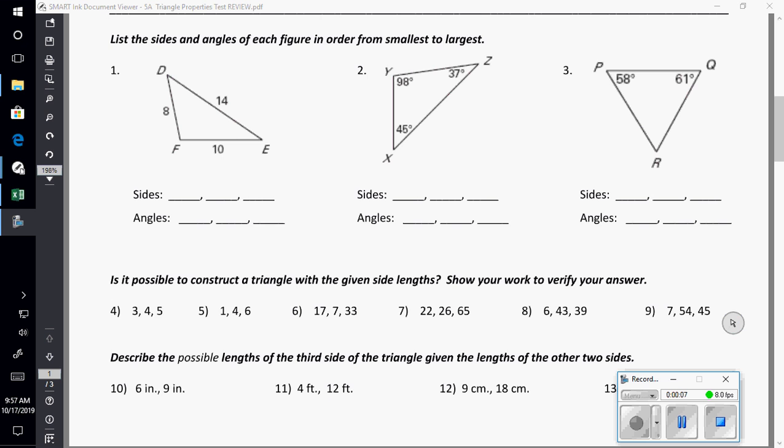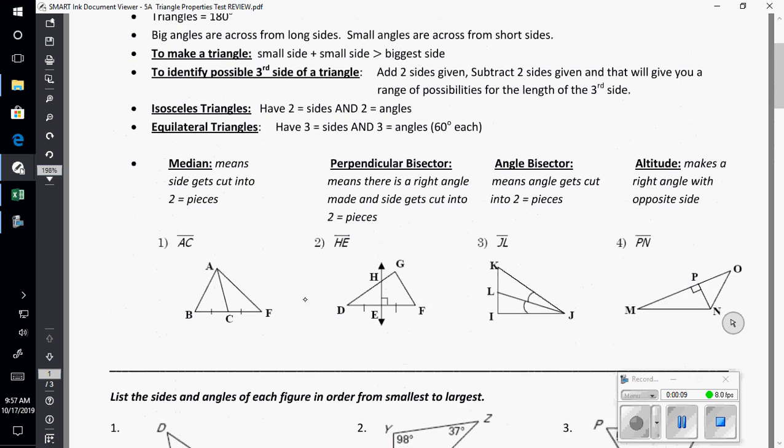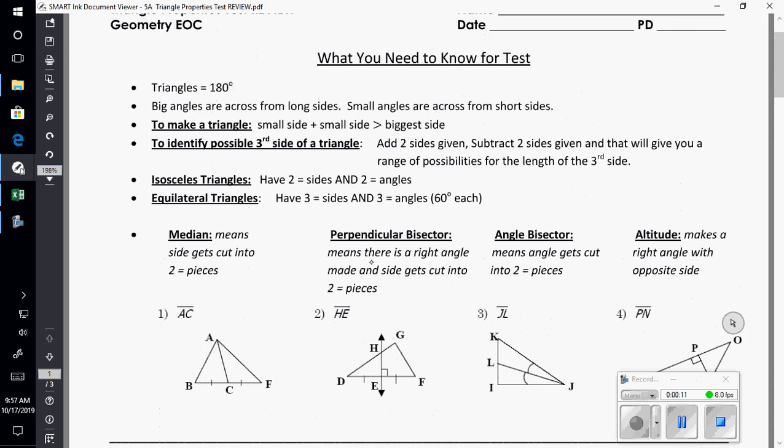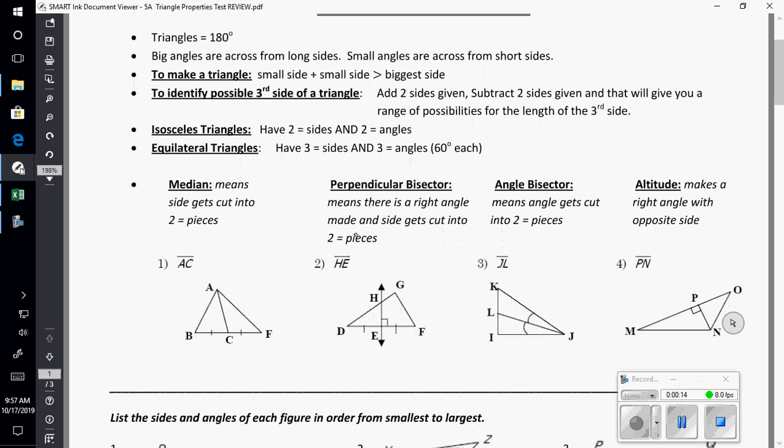Begin the review for the test. At the beginning of the review, it has some things that we need to make sure we remember.